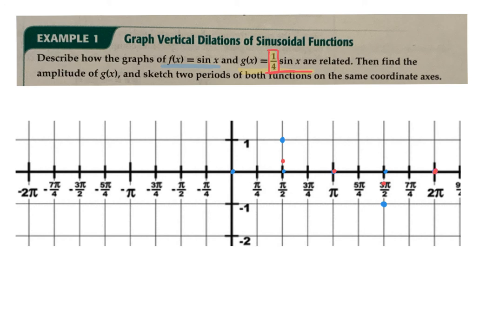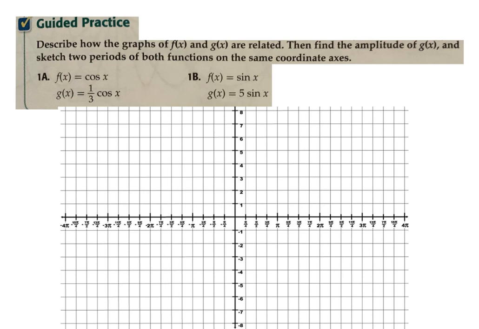So my normal graph looks like this. This is one cycle, which we'll talk about. That's my normal graph. The graph 1/4 sine x is going to look like this. Everybody see the difference? My amplitude just changed how far away I got from my midline. That's all it did. All right, let's look at this first one.